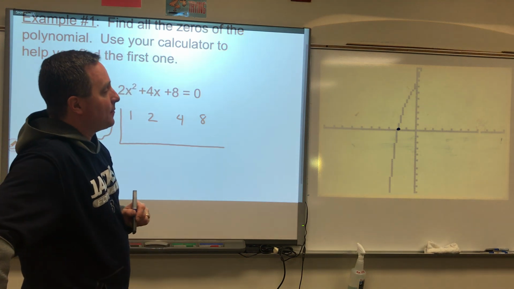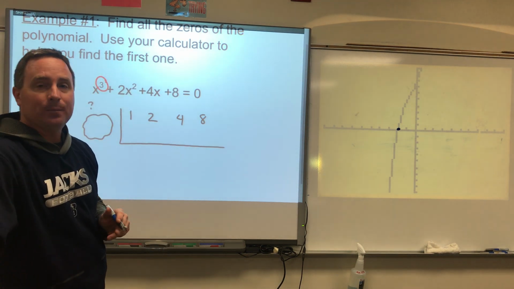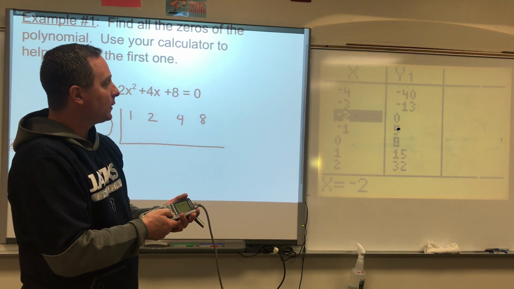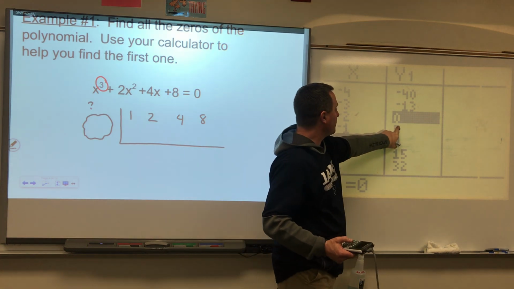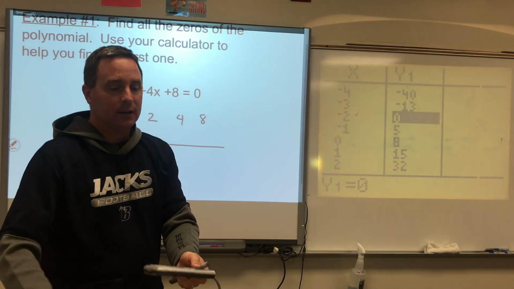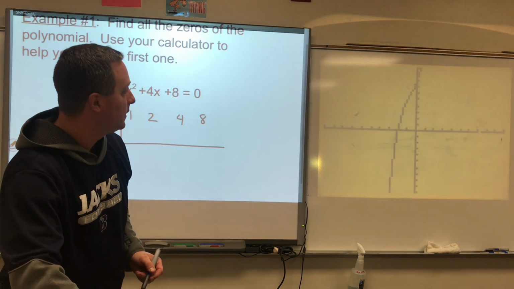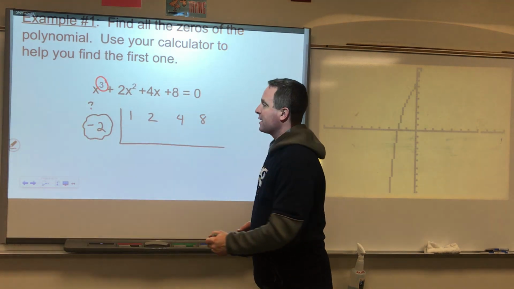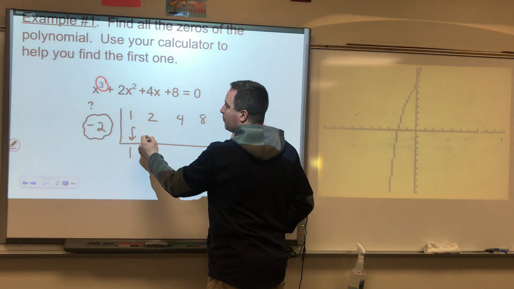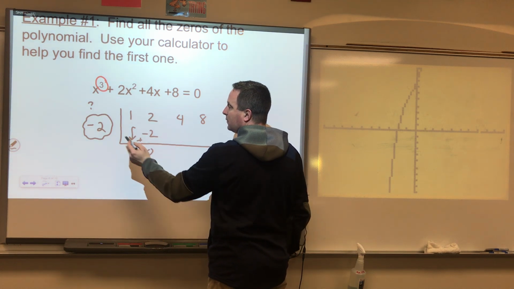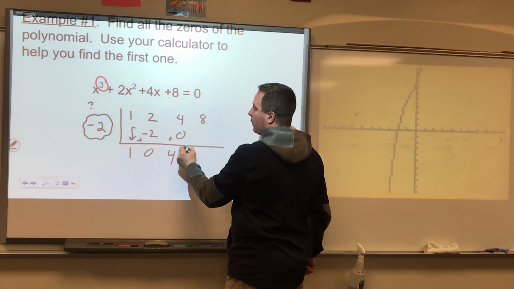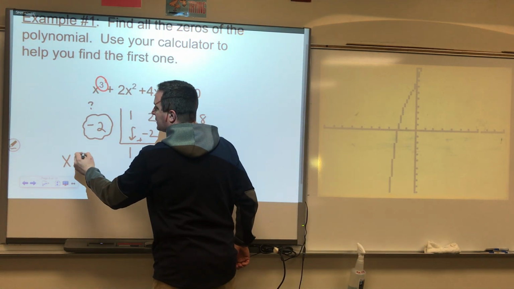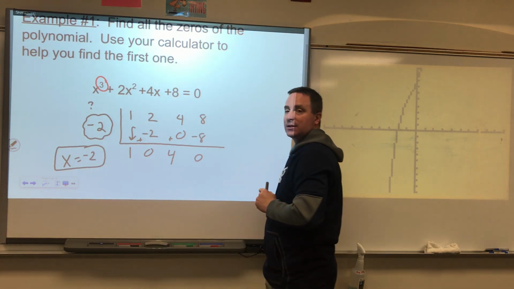Looking at my graph there, if I was to make a guess, to me that looks like it's -2. Now I'm going to do this the fast way here. I'm going to go second trace to my table, and if I go to -2, and if I look right there, lo and behold, it does give me 0. But I need to prove it. So if I did -2 right here, let's work it out and see if it equals 0. Let's drop down my 1. Multiply by -2, and I add, I get 0, 0, 4, -8, and 0. It works. So that tells me x equals -2 is one of my solutions.